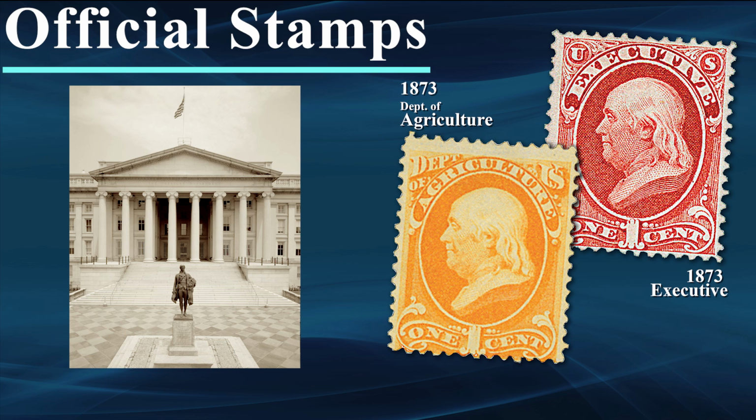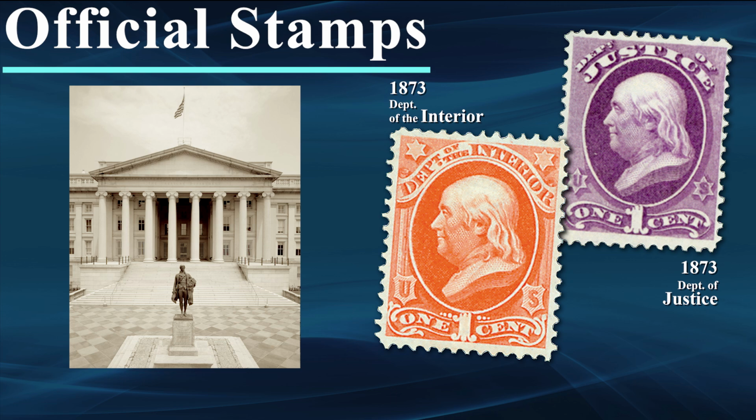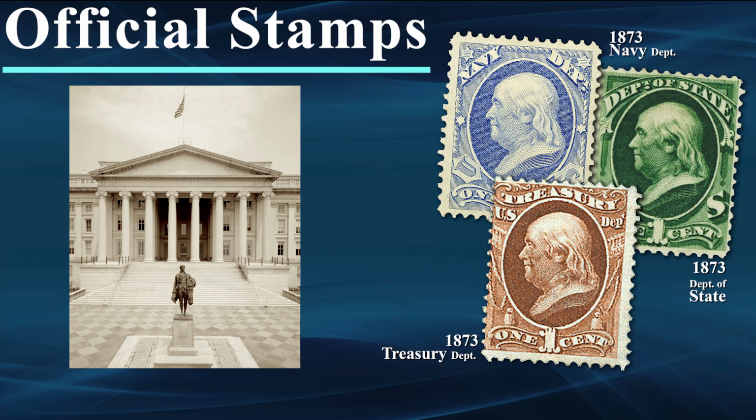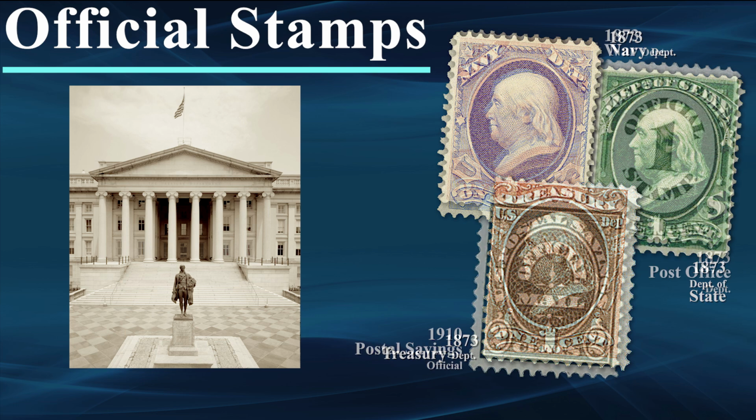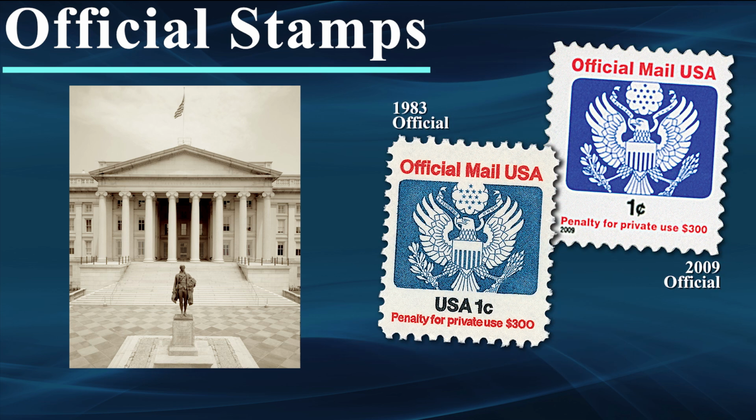Here we have official stamps. As their name suggests, these are postage stamps only used by government officials. They were introduced in 1873, and each department had its own stamp designs. The stamps were discontinued in 1879 and abolished in 1884. However, they returned for use in the Postal Savings Program from 1910 to 1914. Modern official stamps were reintroduced in 1983 with one design used for all departments until they were discontinued in 2009.